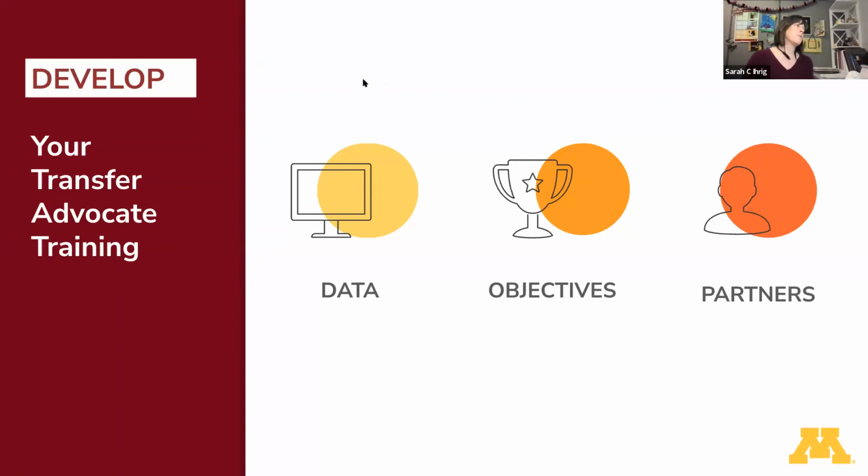When I think about our transfer advocate training, I would say there are 3 major components that you want to develop. You want to get your data together, your objectives, i.e. what do you want people to get out of the training? And then of course, line up your campus partners who can either help you develop the training, maybe even co-present with you, or are going to at least support the training and maybe help you advertise the training. And we'll take a deep dive into each of those 3 components now.